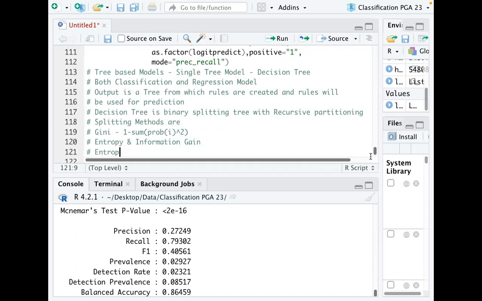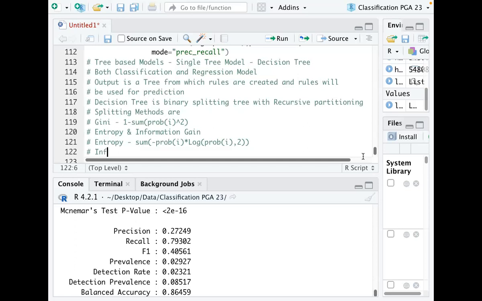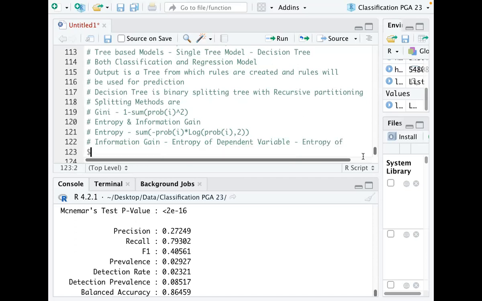Entropy is the sum of minus probability of i into log of probability of i, base 2. Information gain is entropy of the dependent variable minus entropy of the independent variable.